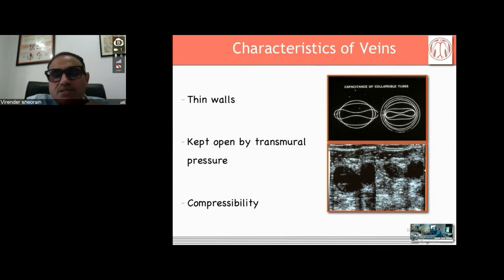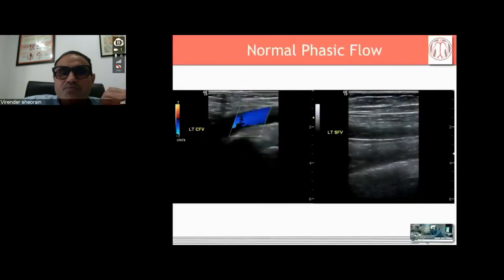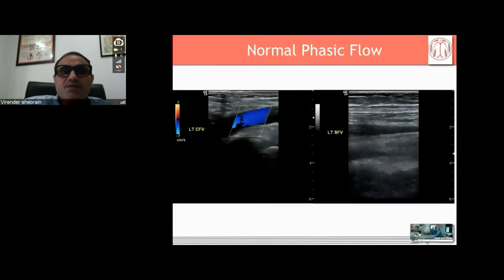When the veins get thickened, then you can easily make out that there is some prior history of thrombophlebitis, or maybe a thrombosis which has got recanalized. So this is very important. Compressibility is very important. So here is an example of how the vein can be easily compressed with light pressure of the probe. That's the difference between the artery and the vein.